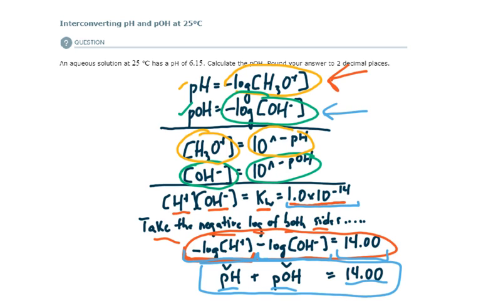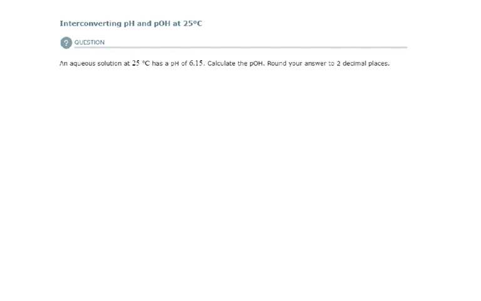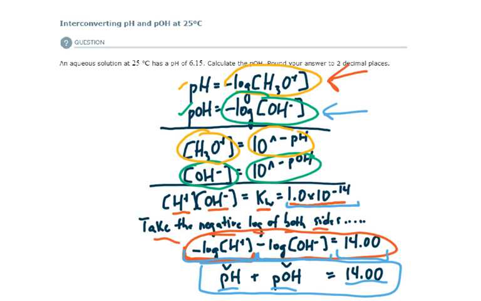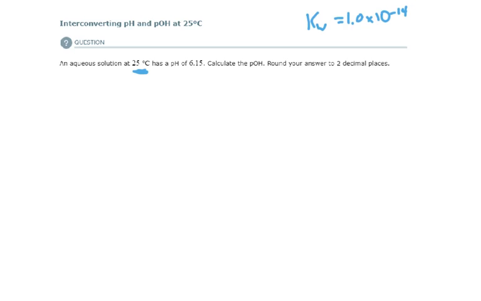So now let's apply it. We have a solution at 25 degrees Celsius that has a pH of 6.15. Now the reason they are giving you this temperature of 25 degrees Celsius is because the ion product constant of water, Kw, is dependent on temperature. So at 25 degrees Celsius, it's 1.0 times 10 to the minus 14, which when we did the math, the negative log of that gives us 14. So the temperature does matter. That's why they give it to us here. And they want us to find the pOH.